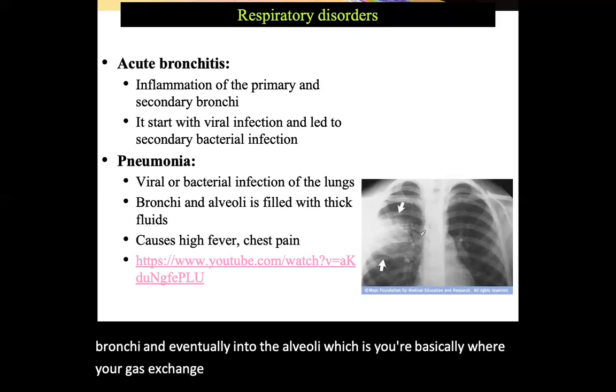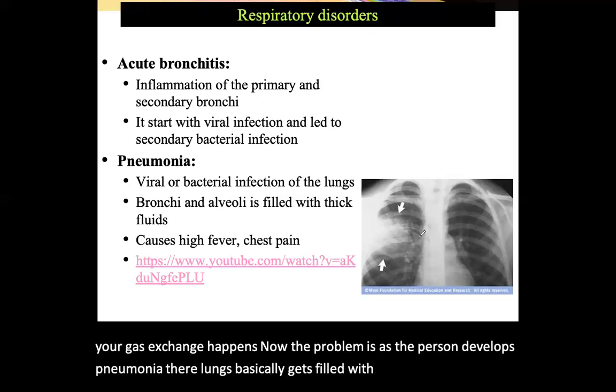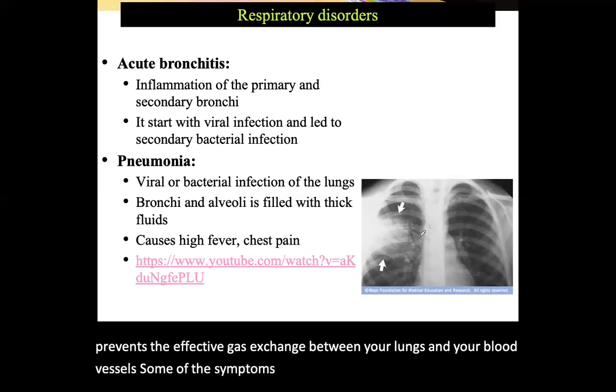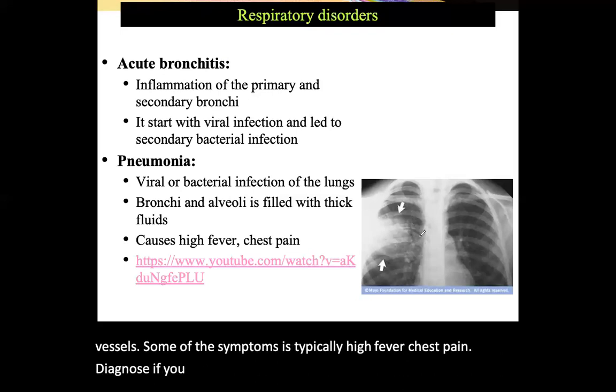Now the problem is, as the person develops pneumonia, their lungs get filled with fluid, and this fluid prevents effective gas exchange between your lungs and your blood vessels. Some of the symptoms are typically high fever and chest pain, and it can be diagnosed by taking a look at a chest X-ray of that individual.